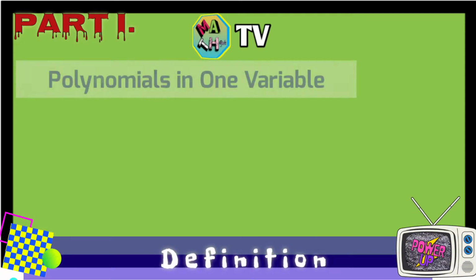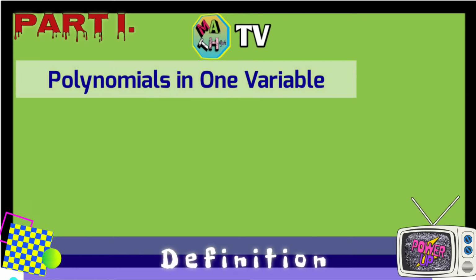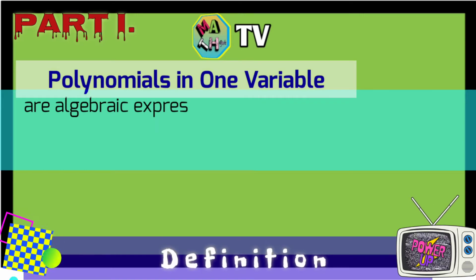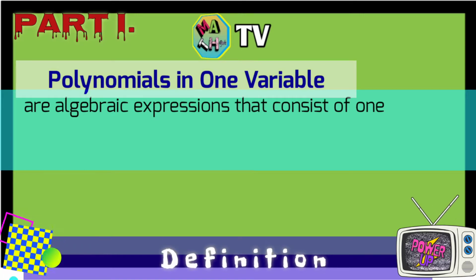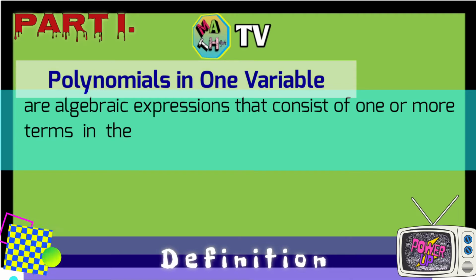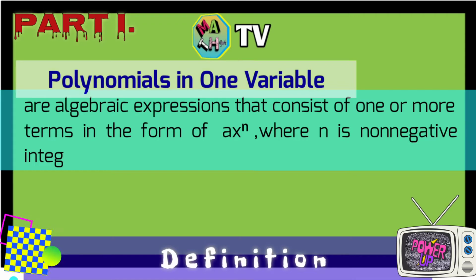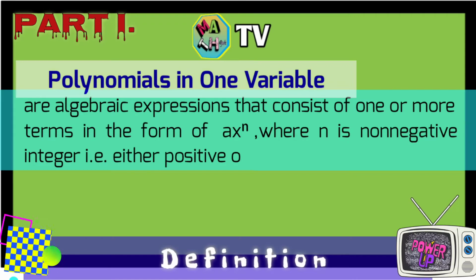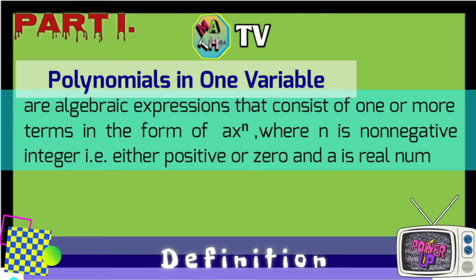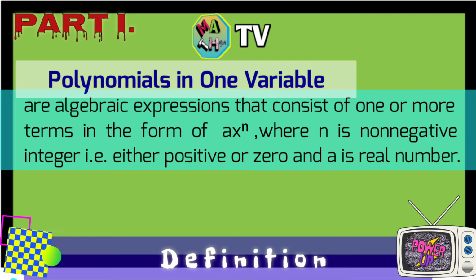So polynomials in one variable are algebraic expressions that consist of one or more terms in the form of ax to the power of n, where n is a non-negative integer. So that is either positive or zero. So a here is a real number, and it is called the coefficient of the term.